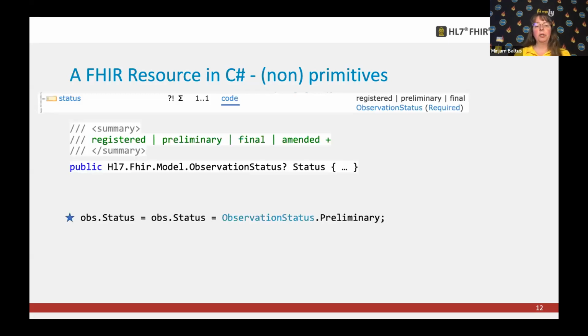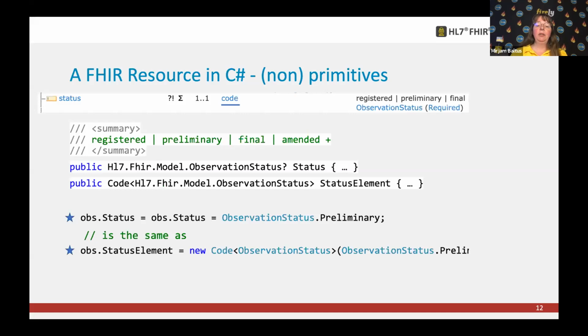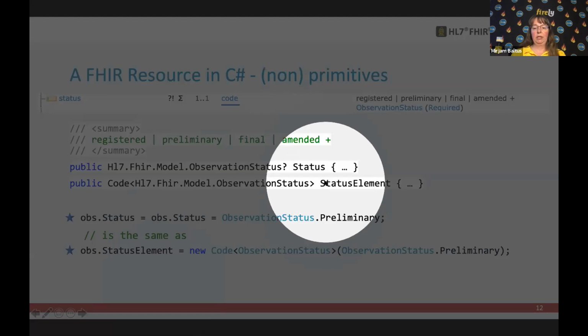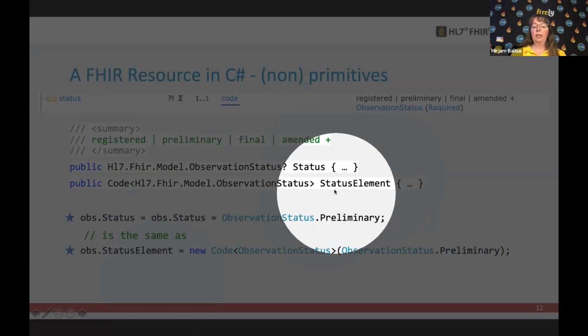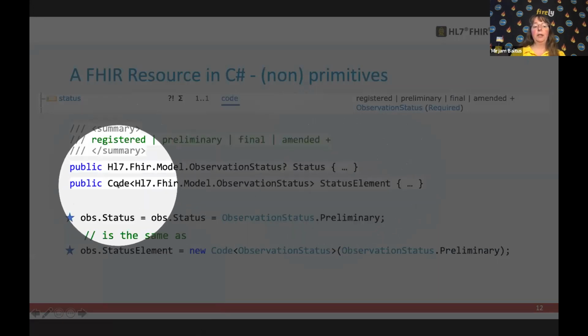So for example, first, you will see the status field itself. That can take that observation status. But this is the .NET way of adding data to that field. It's relatively easy. You just fill in that observation status with the code that you want to have in there. But what you can also find is that observation has something called status element. So that's this one, the second one. This one does not have a .NET native type, but it uses one of the FHIR data types. So in this case, that's the code data type of FHIR.